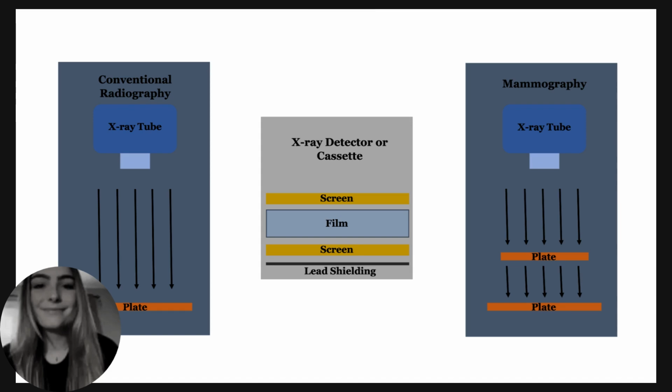This machine uses the top plate in order to flatten the breast towards the bottom plate where the X-rays are absorbed. The mammography machine then downloads what is absorbed onto the cassette, and images are then viewable from a computer.